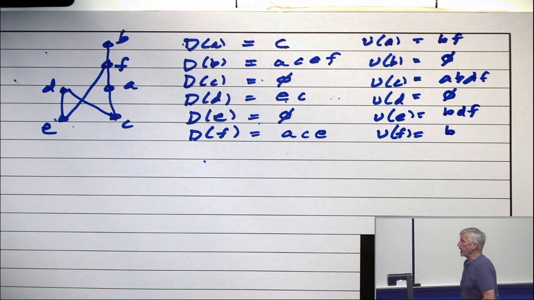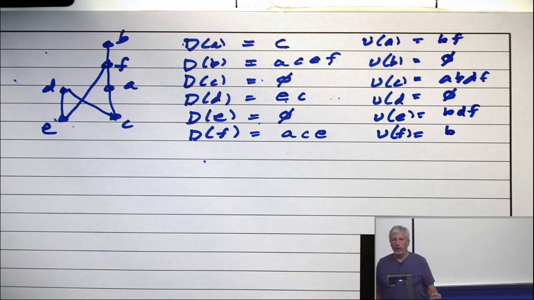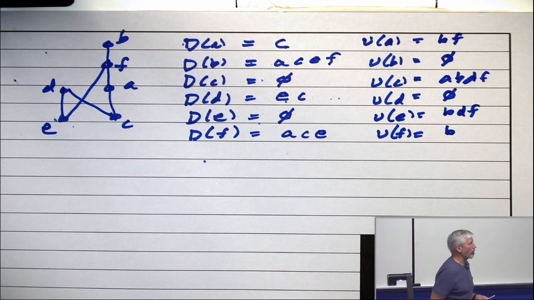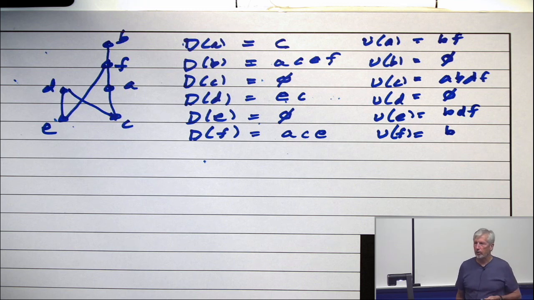I want you to label the downsets from little to big. How many different downsets are there? They're sets. I calculated 1, 2, 3, 4, 5, 6 of them, but some of them are duplicates, aren't they? How many different ones are there?